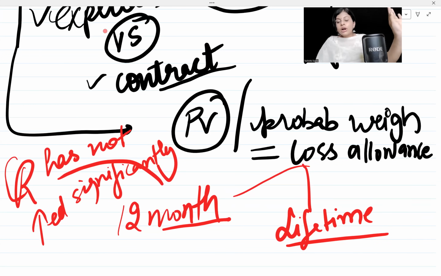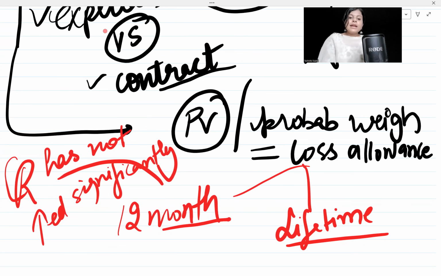If your risk has not increased significantly since inception, the day I gave a loan to someone, what was the credit risk? Every time you give a loan, there's a risk. What was the credit risk then? Maybe 10%. Now at the reporting date, that has increased to 80%. So significant increase. From the case study, you will understand, they will use some terms and you'll get to know this is significant, this is non-significant.